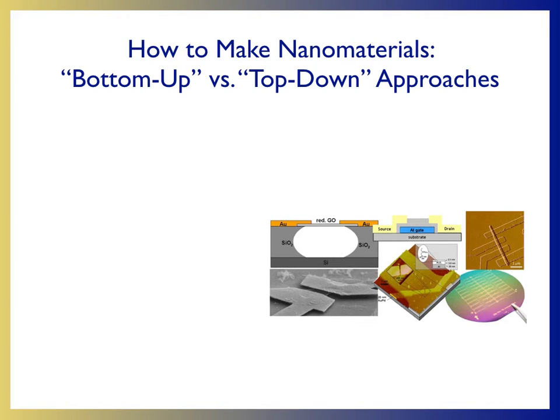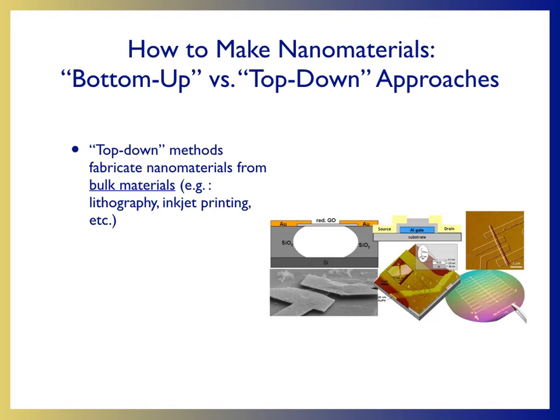The first type that we'll talk about is top-down approaches. In a top-down approach to making nanomaterials, we make nanomaterials out of bulk materials. That is, we take a macroscopic item, like a bar of gold or a silicon wafer, and pare it down to the nanoscale.